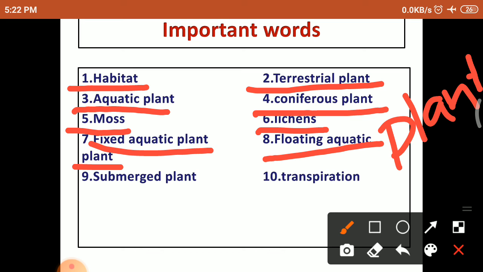The ninth one, submerged plant. Submerged plant and underwater plant have the same meaning. The tenth one is transpiration. So these are the important words from this topic we learned.